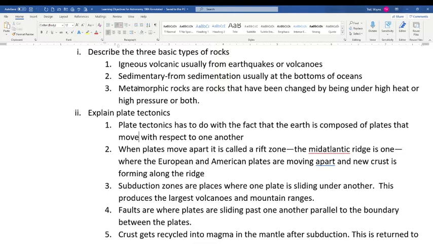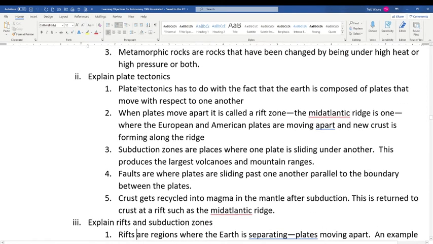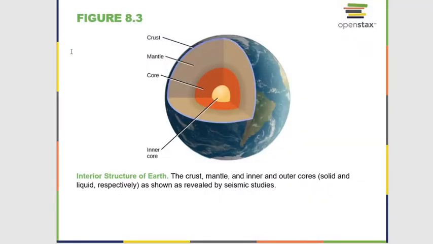Okay, let's talk a little bit about plate tectonics. So let me go back to the other picture for a second.